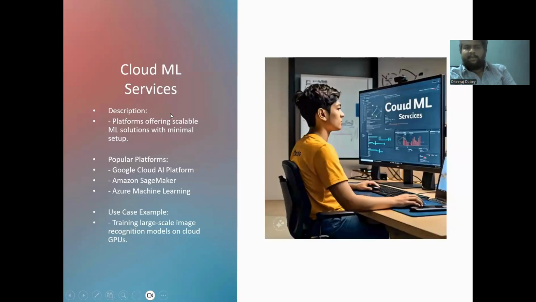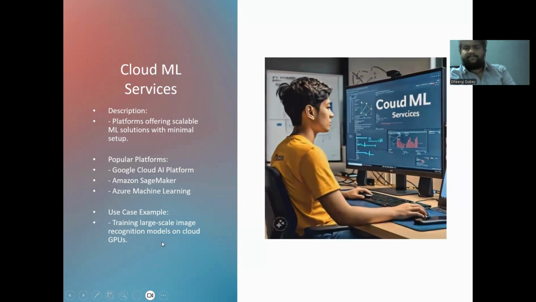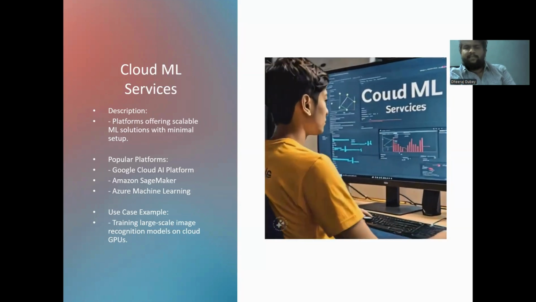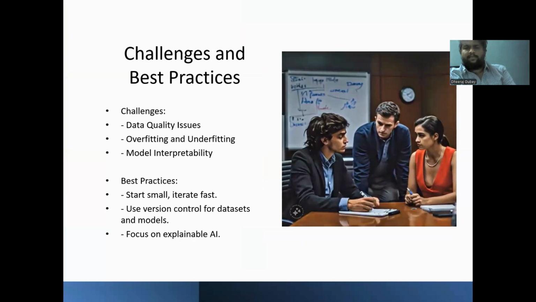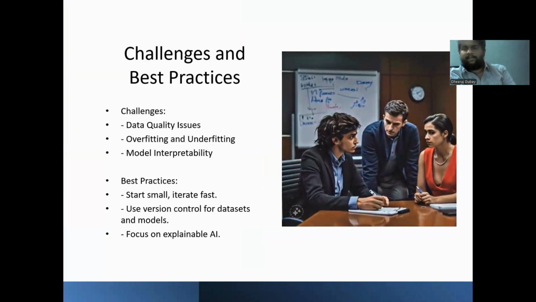There are also cloud ML services provided by cloud providers. These platforms offer scalable ML solutions with minimal setup. Popular platforms are Google Cloud AI Platform, Amazon SageMaker, and Azure Machine Learning. An example is training large scale image recognition models on cloud GPUs. Basically, we can use these for deploying our models to the cloud.